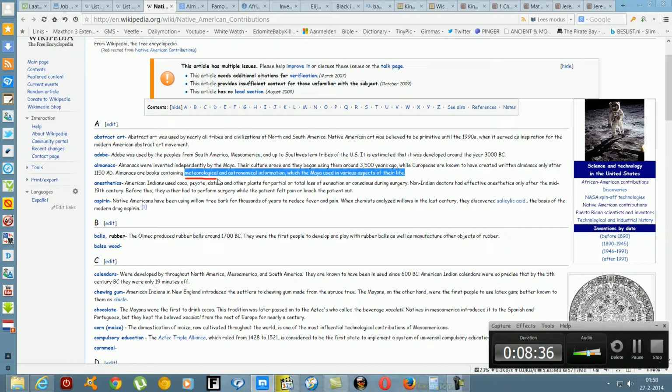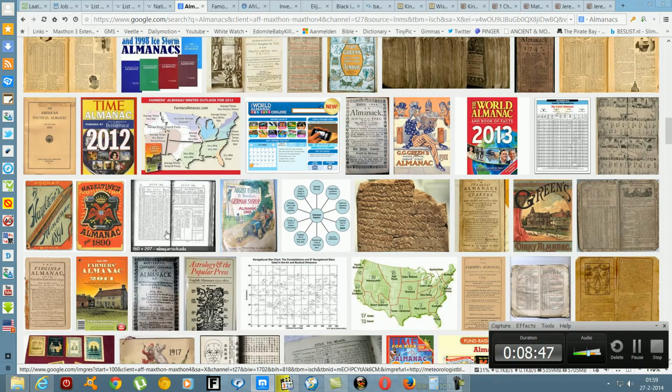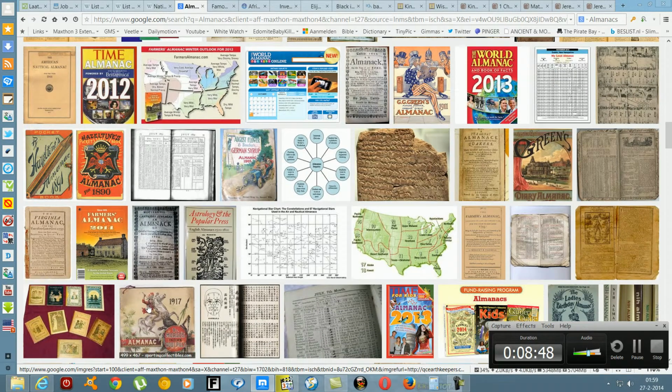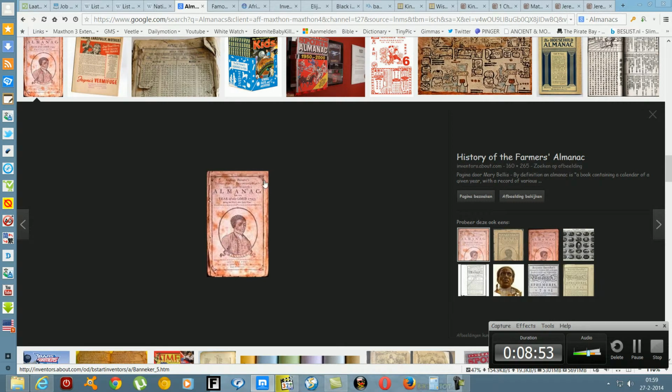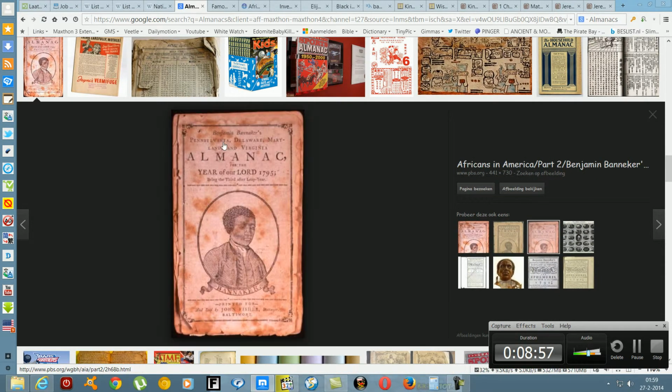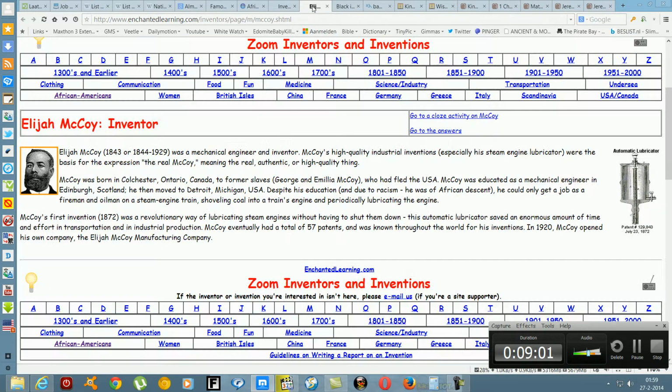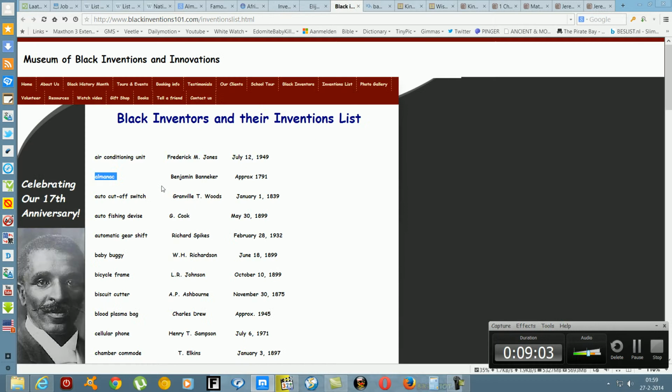Anyway, meteorological and astronomical information. That's this book. Oh, look at him here. His name is Benjamin Banneker, and here you can see him.